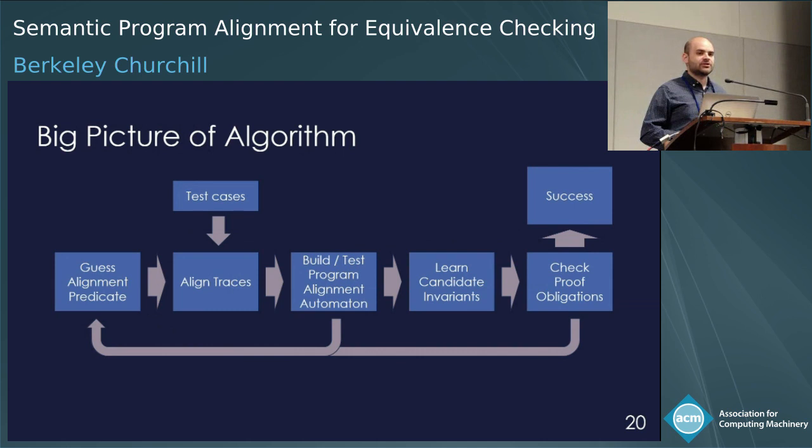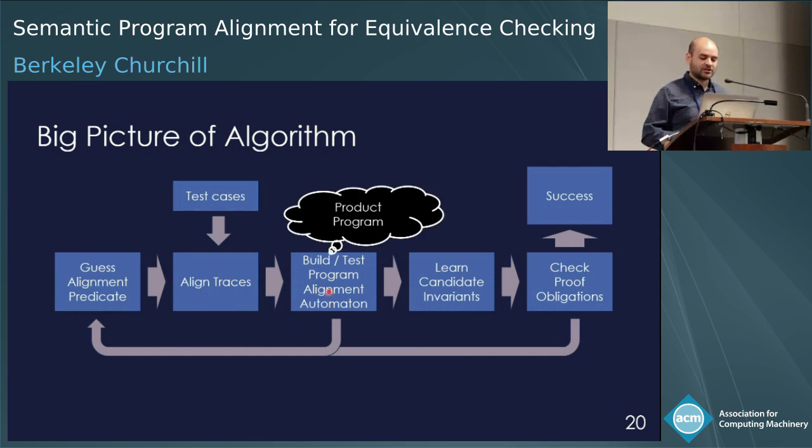So the big picture is that we're going to guess an alignment predicate. We're going to use that to come up with some correspondence between the concrete execution traces of these two programs. And then use that to build this representation of the product program, this program alignment automaton. Then we are going to learn some candidate invariants for this program and check the proof obligations. We try this for an alignment predicate. If it succeeds, then we're done. If not, we try it on a different alignment predicate. So I'll jump right into that.